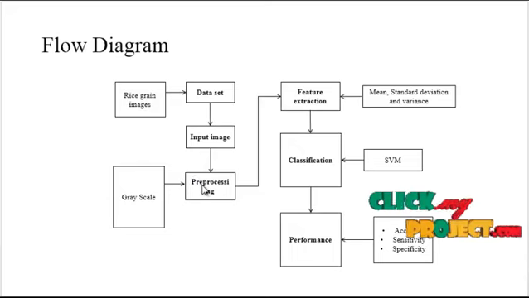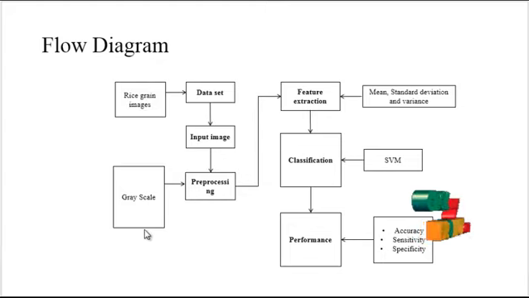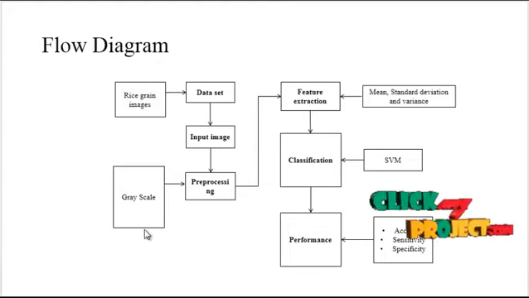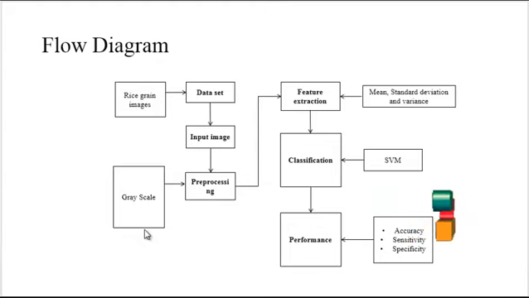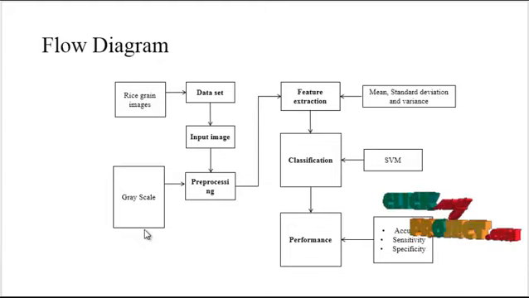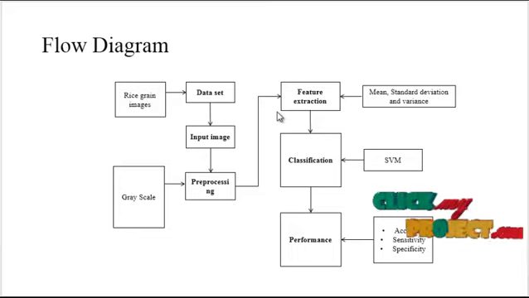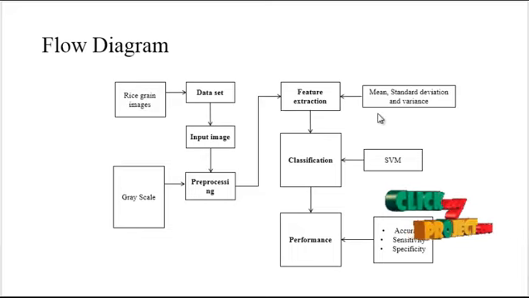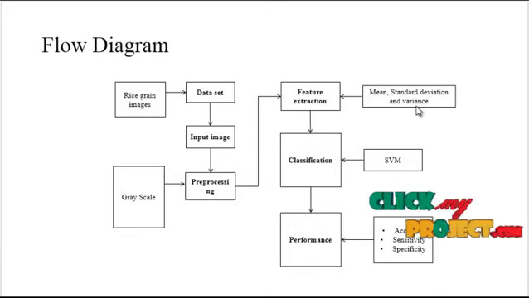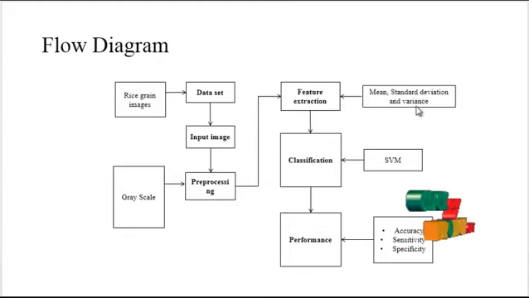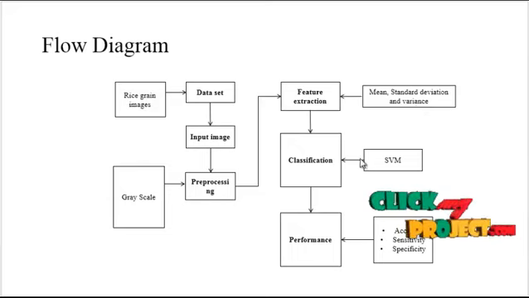that is the pre-processing. In this pre-processing, the grayscale conversion is enough because most probably the noises will not be there in the datasets, so only the grayscale conversion will be enough. After the grayscale conversion, the features will be extracted from the grayscale image. In this feature extraction, we have a feature extractor by means of the mean, standard deviation and variance. By using these three parameters we are extracting the features from the image. After the extraction of features, we move on to the classification step.